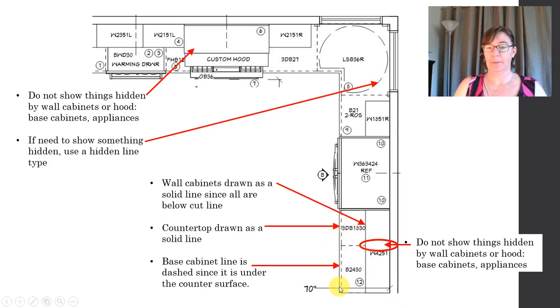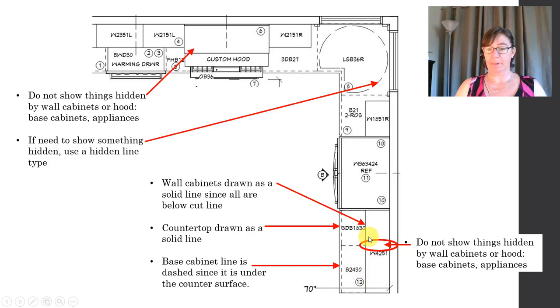Countertops, right here is a countertop. Countertops will be drawn also as a solid line. You're looking directly down at the countertops. Base cabinets, however, are underneath the counter surface and they're recessed slightly because there's a little lip. All right, so base cabinets are going to be shown with a dashed line.